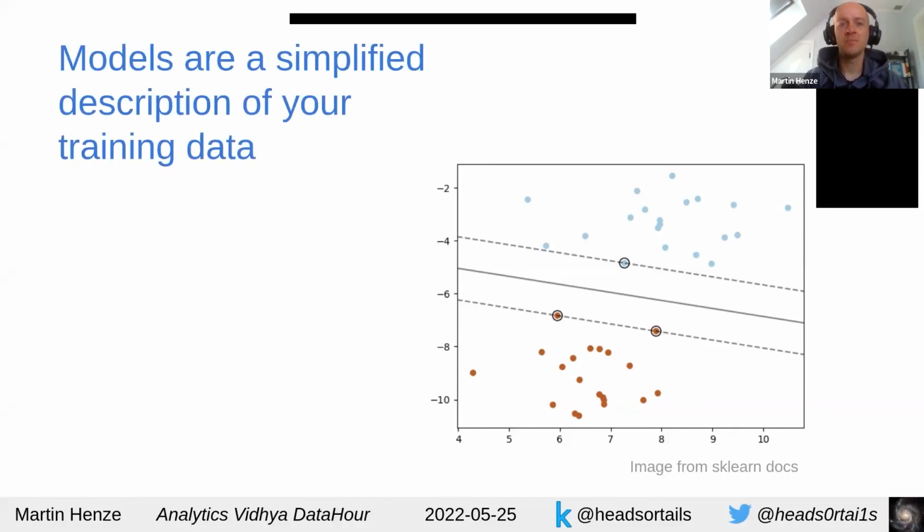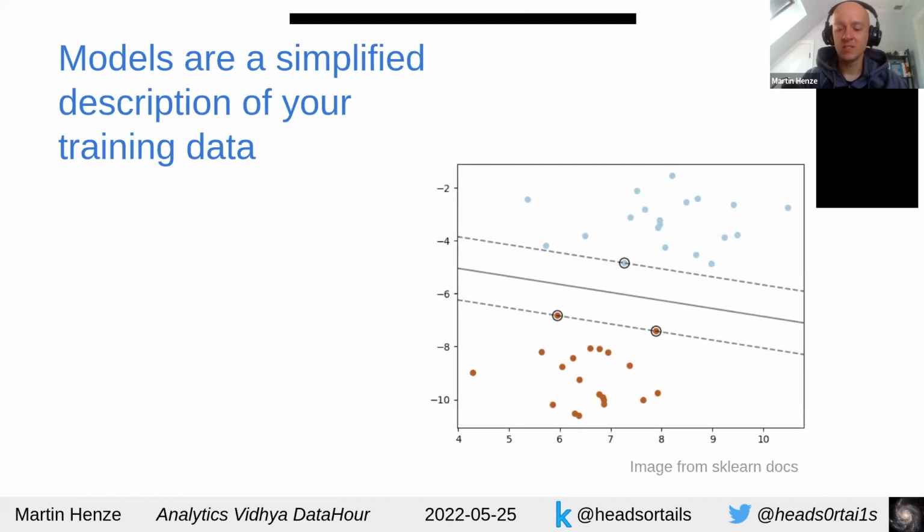So every time you use a model, it's important to keep in mind that models are always a simplified description of your training data, right? That's what we want a model to do. We want a model to look at the data and learn from it, learn the big picture ideas from it, and not overfit.